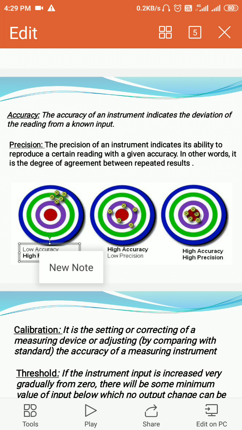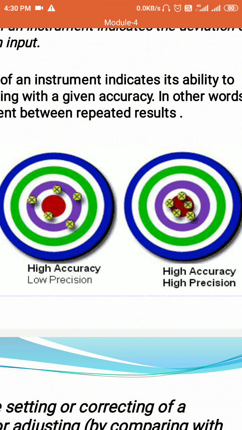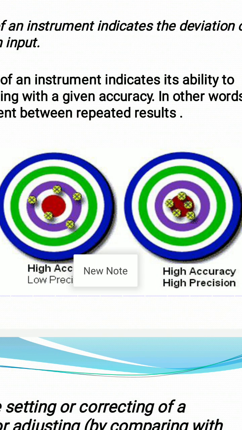Since they are far away from each other, precision is low. The instrument has low precision. If you see the third diagram, all the 5 points are close to the red color, and they are also close to each other. Correct? Since they are close to the target point, accuracy is high.